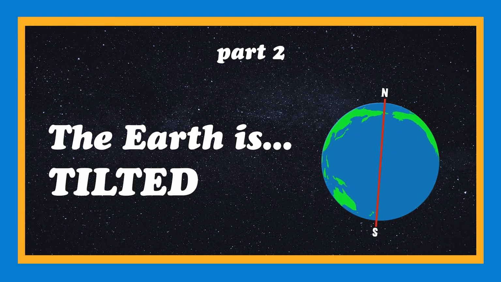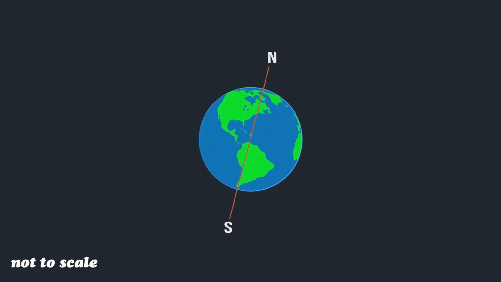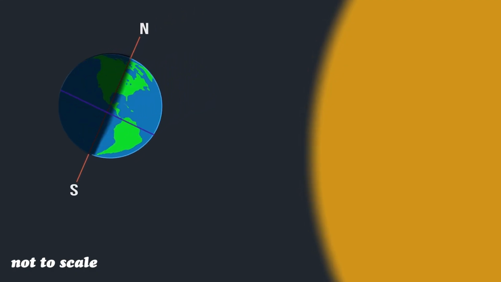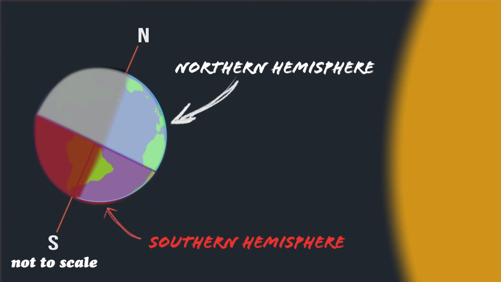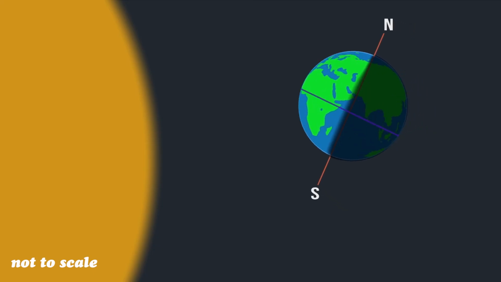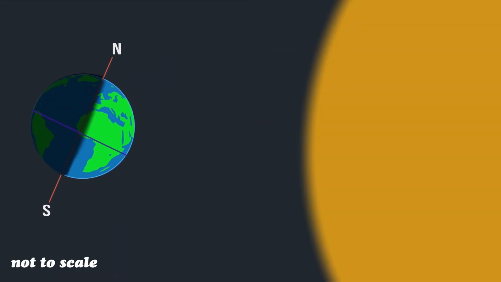The Earth is tilted. Okay, so the Earth is round, but the Earth is also tilted at about 23.5 degrees. The reason that seasons occur is because of this tilt. Here, let me explain. Notice how the northern hemisphere is pointed toward the sun, while the southern hemisphere is pointed away from the sun. So because the Earth is tilted, when it revolves around the sun, the northern and southern hemisphere trade back and forth between being tilted toward the sun and away from the sun.